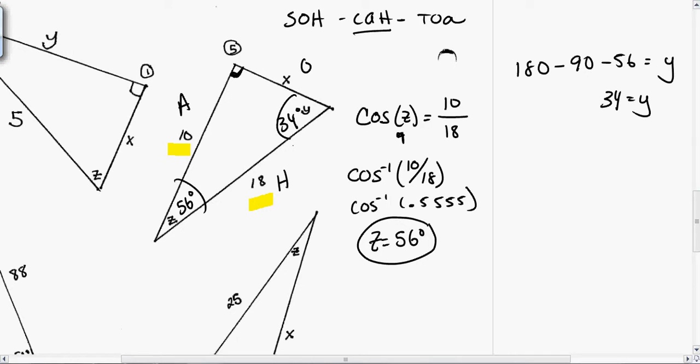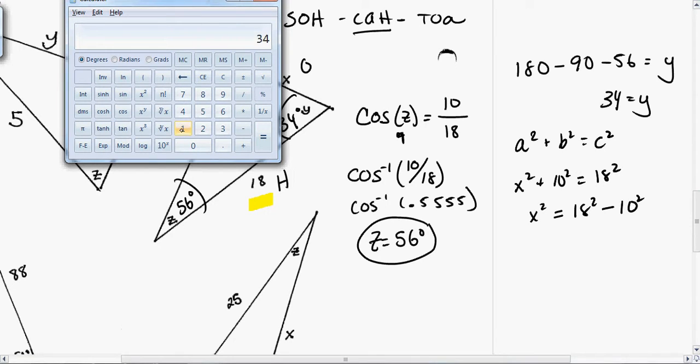And then the only other missing piece of information is X, the opposite side. Since I have two sides of a right triangle, I could use the Pythagorean theorem here. A squared plus b squared equals c squared. A will be x, b is 10, c is my hypotenuse, 18. I just pop this right in the calculator. 18 squared minus 10 squared is going to be whatever x squared is.